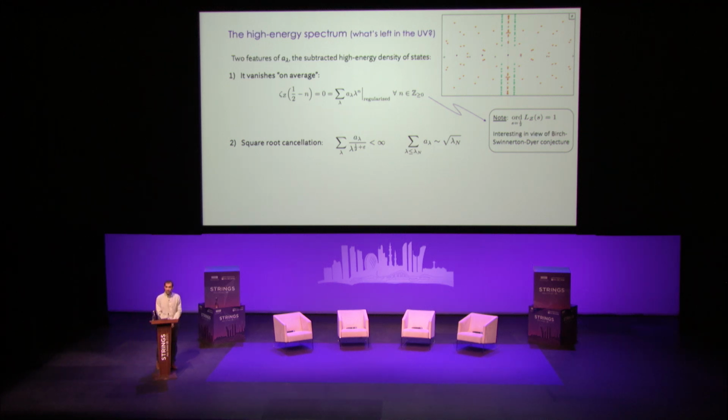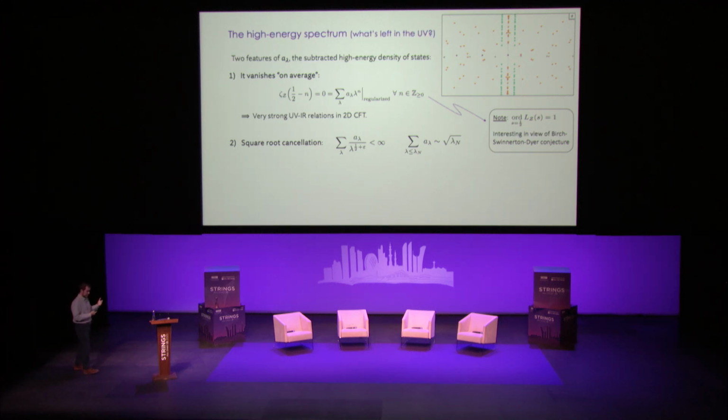The first is that it vanishes on average. So these trivial poles at these half integers, that is just the statement that the sum of A lambda weighted against integer powers of lambda, positive integer powers, regularized in the sense of the L function, vanishes. So the density of states vanishes on average, which indicates how strong UV-IR relations are in 2D CFT. You fix the light stuff, you subtract off their heavy counterparts, and you're left with something which vanishes on average.